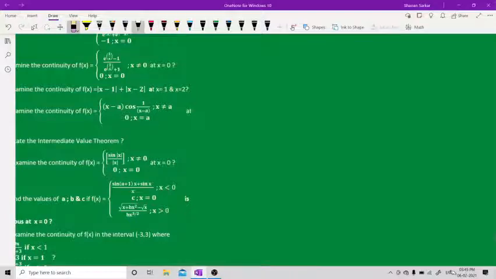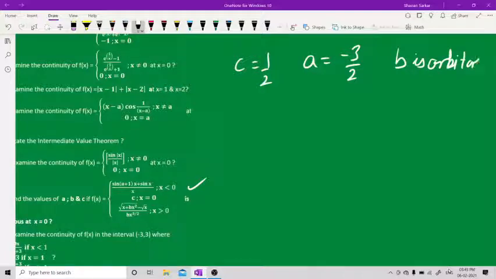For this question, what all did you get? You got C half. You got A as minus 3 by 2. B is arbitrary. B can have any value. So this is the solution. I hope you have understood now.